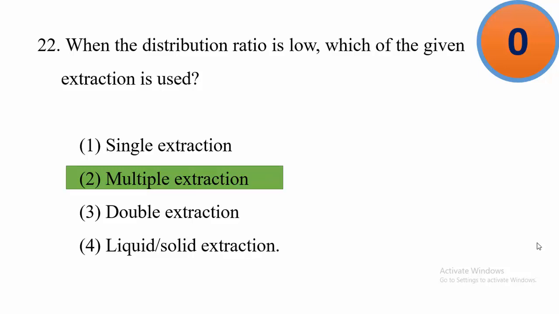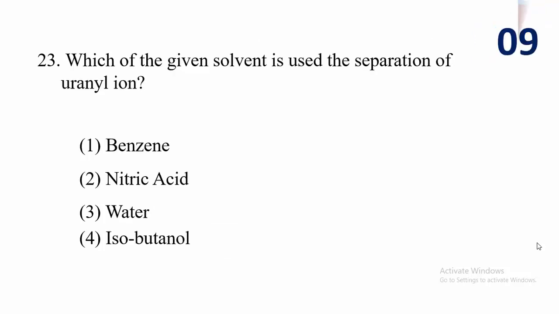When the distribution ratio is small, multiple extraction should be carried out, because we know that if the number of extractions is more, the efficiency of extraction is more. Therefore, multiple extraction is used for compounds having a small distribution ratio.